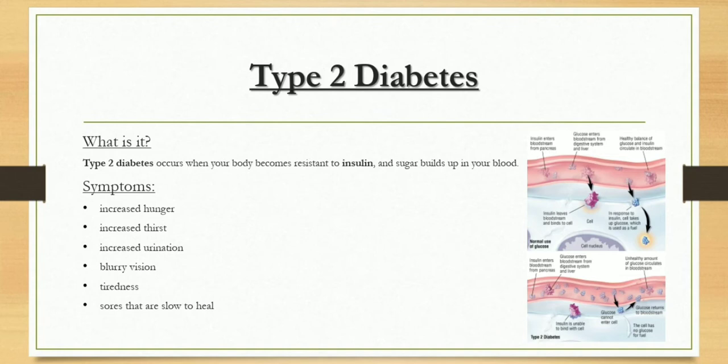Next, type 2 diabetes. What is type 2 diabetes? As for type 2 diabetes, it occurs when your body becomes resistant to insulin and sugar builds up in your blood. These are the symptoms of type 2 diabetes. They are increased hunger, increased thirst, and thirdly, increased urination, blurry vision, tiredness, and lastly, sores that are slow to heal.